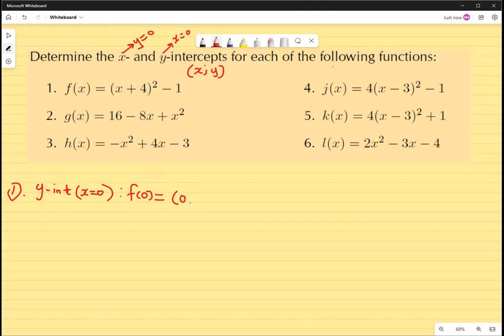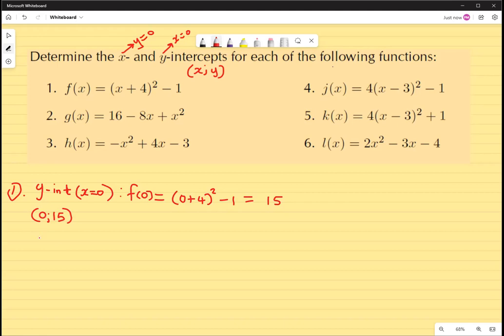So I see x there, I put 0, then plus 4, squared minus 1. And this gives me 16 minus 1, which is 15. This means if my input is 0, my output is 15. Therefore, my y-intercept is going to be the input being 0 and the output being 15. You always write it as a coordinate.